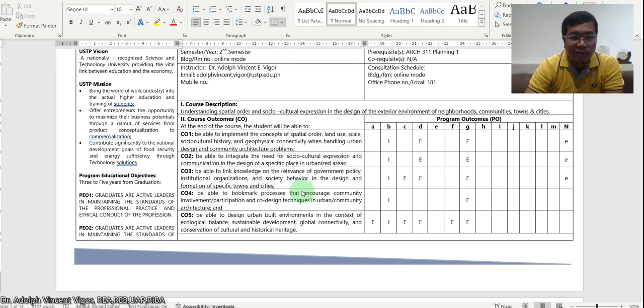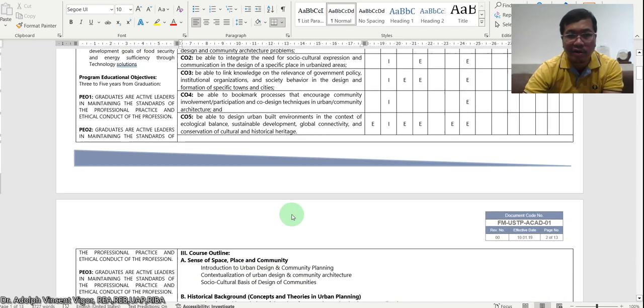For CO3, be able to link knowledge on the relevance of government policy, institutional organizations, and society behavior in the design formulation of specific towns and cities. For Course Outcome 4, be able to formulate processes that encourage community involvement, participation, and co-design techniques in urban or community architecture. And Course Outcome 5, be able to design urban built environments in the context of ecological balance, sustainable development, global connectivity, and conservation of cultural and historical heritage. So we have 5 course outcomes for this.